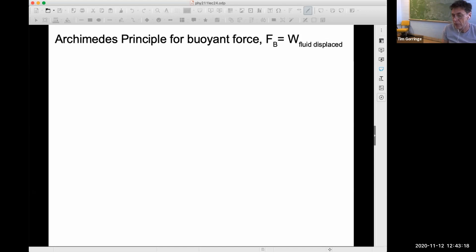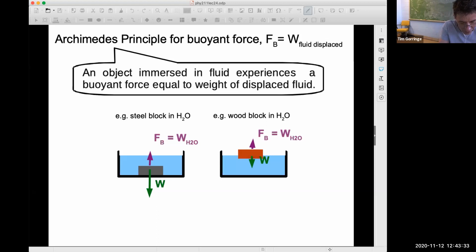When you put the helium balloon and the water balloon in the air, that's a fluid. The buoyant force is equal to the weight of that air that got pushed away, displaced, when we put the helium balloon and the water balloon in the air. And so here's an example of that for the case of the wooden block and the steel block.